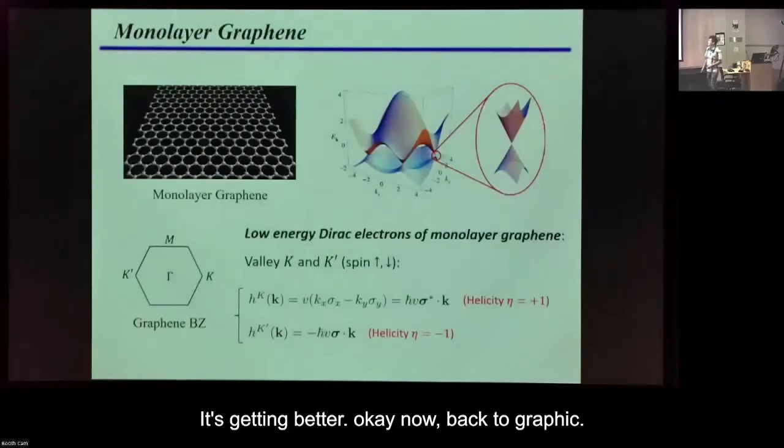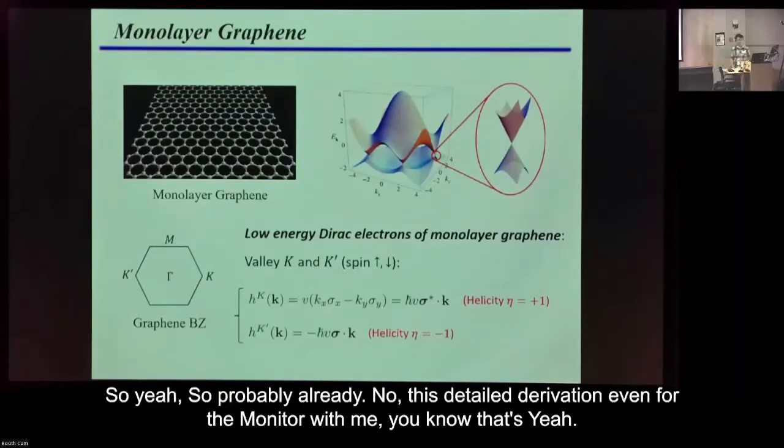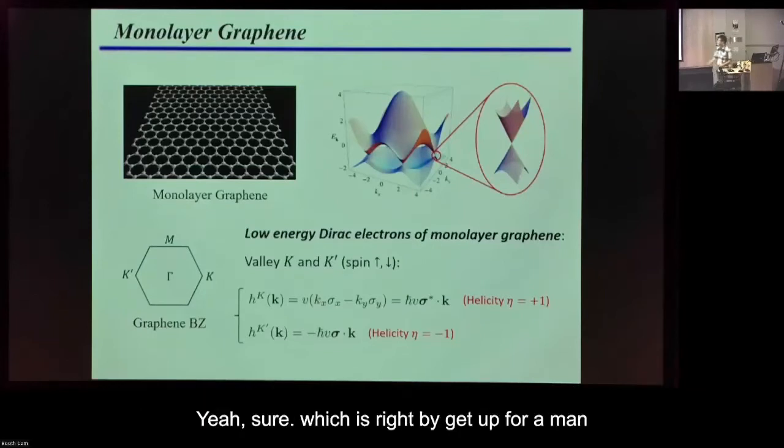Okay, back to graphene. So you probably already know this. Actually, Nicholas gave a detailed derivation even for the monolayer graphene. So you know that for monolayer graphene, the band structure, the low energy bits are concentrated on the valleys K and K prime, which are described by the Dirac equation, the gapless Dirac equation, Dirac fermions.